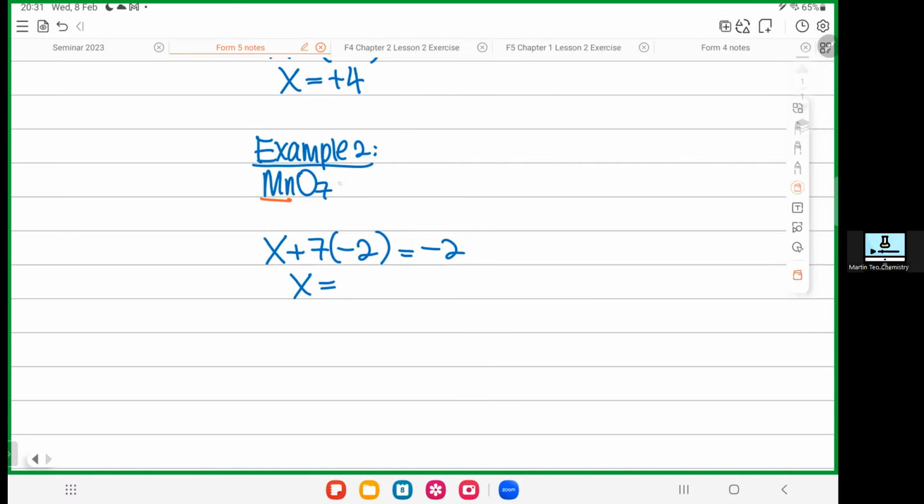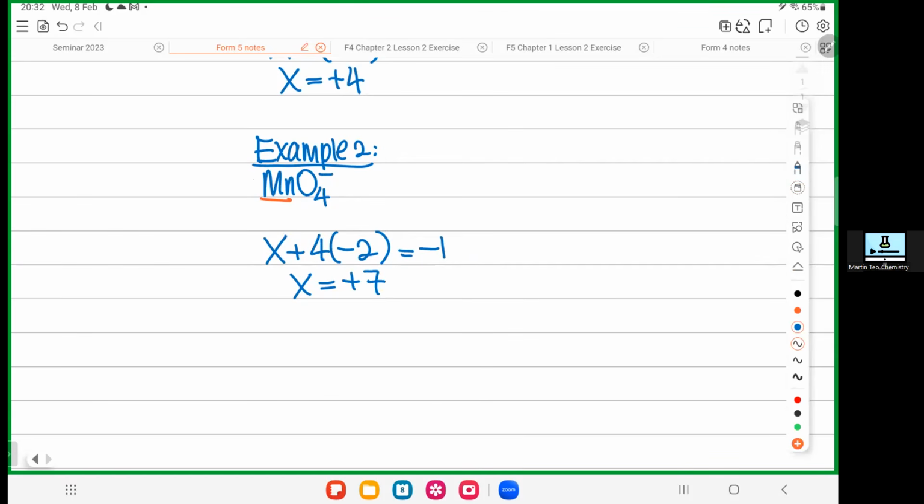Okay, I change a bit, MnO4 minus. So here, MnO4, you have Mn, which is X, oxygen, which is -2. You have 4 oxygen, times 4. So everything added together equals the charge. The charge here is negative. If you don't see a number, it is -1. So do your mathematics, you will get +7.